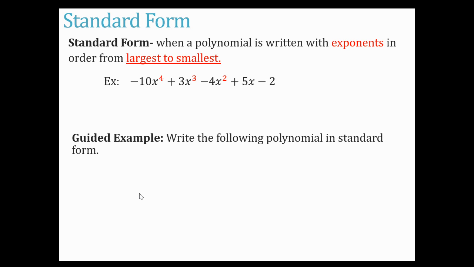This is standard form. It needs to be written with exponents from largest to smallest. So here's an example. Write the following polynomial in standard form. We have negative 3x to the 6th minus 9x minus 10x to the 7th minus 17 plus x. I want you to take a minute, and I want you to write this in standard form. Remember, it's when the exponents are written from largest to smallest. You should be looking at the polynomial and finding the largest exponent and working your way down.